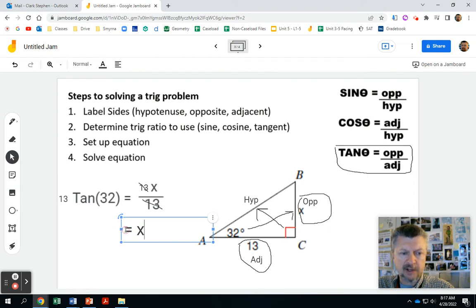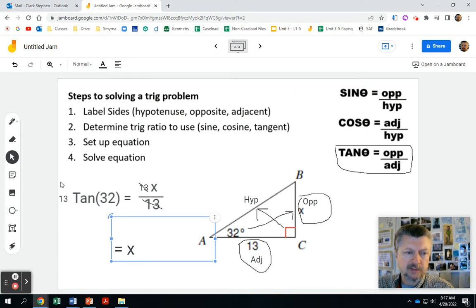Okay, so now you can put it in your calculator. What equals x? We'll find out here. So we're going to put 13 tan 32 in the calculator. 13. You can put times. You don't have to press times. It will multiply if you don't press times. You just put tan 32.